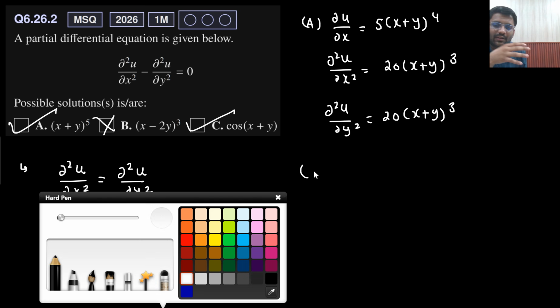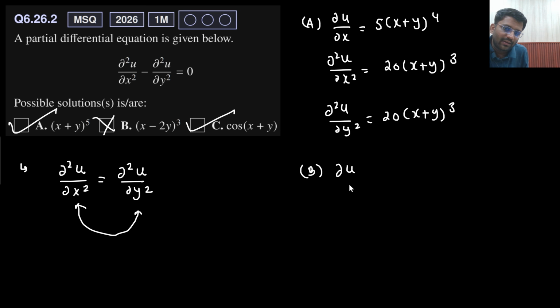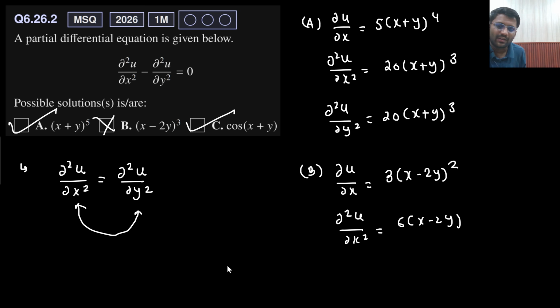Let's check option B. So in option B, del u by del x, if I am calculating, first what I will get? 3 times x minus 2y whole square. Then del square u by del x square, what you are getting? 6 times x minus 2y. Okay. Now del u by del y, what you will be getting? 3 times x minus 2y whole square, and then minus 2 will be coming here. So you will be getting minus 6 here.